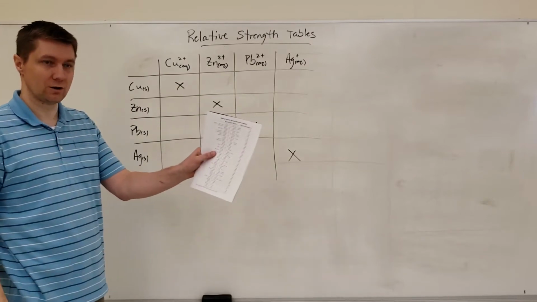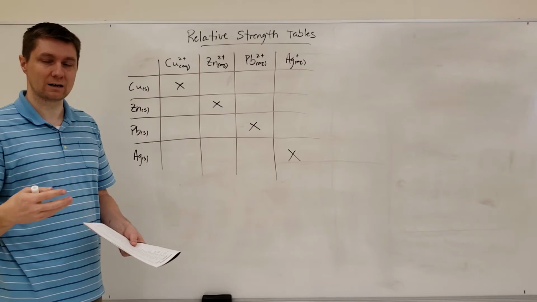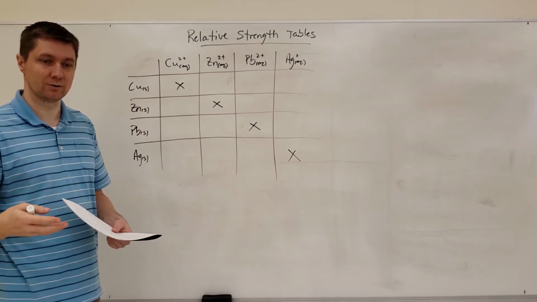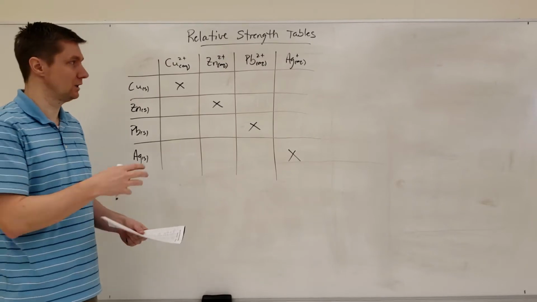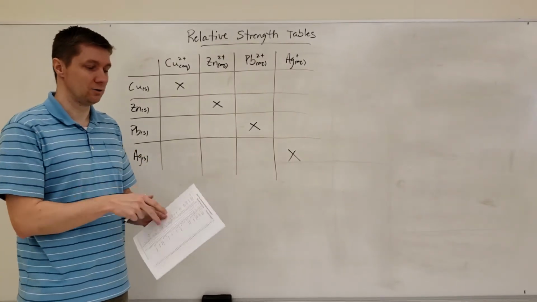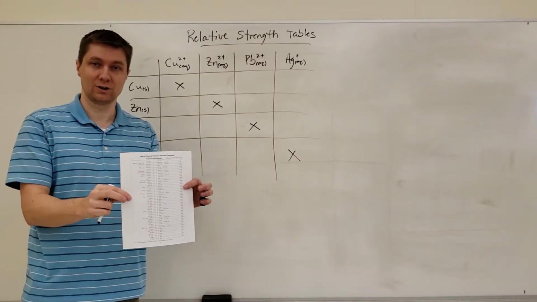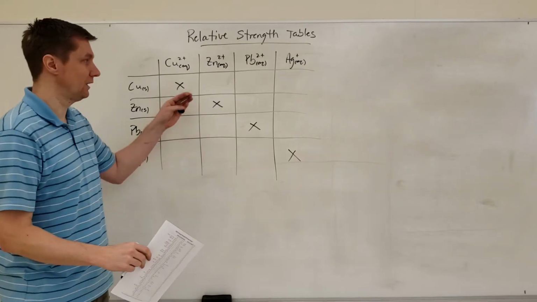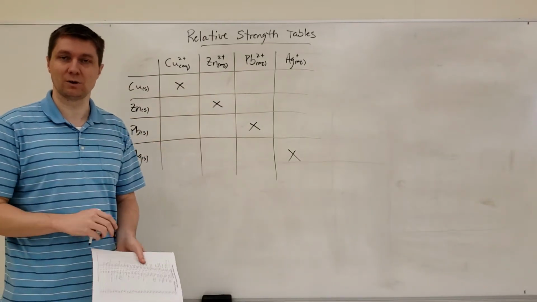If I look on this chart now and identify which substances will react spontaneously with other substances, I can start to put X's and check marks into these boxes. So you can pause the video right now and go ahead and do that using the left-hand, right-hand rule and your reduction half reaction table, and fill in the boxes here as they relate to whether the reaction is spontaneous or not.